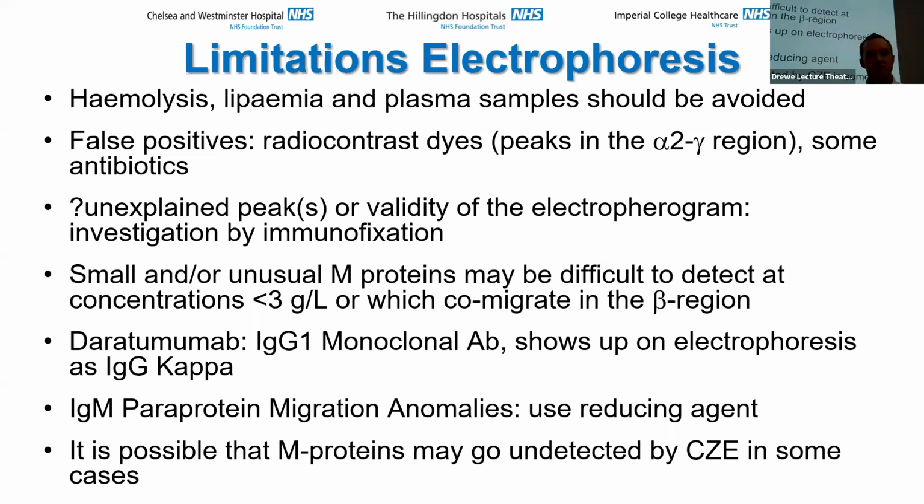There are other interferences. One of the more recent therapies, DARA, is based around an IgG monoclonal antibody, and it does usually show up as a small IgG kappa paraprotein within the gamma region, typically not more than about 1 or 2 grams per litre. So you just need to be aware that if a patient is on DARA, this may be the reason you're seeing this paraprotein, and it can have implications for whether or not a patient has had a complete response to therapy.